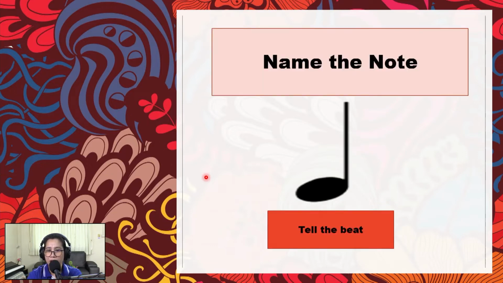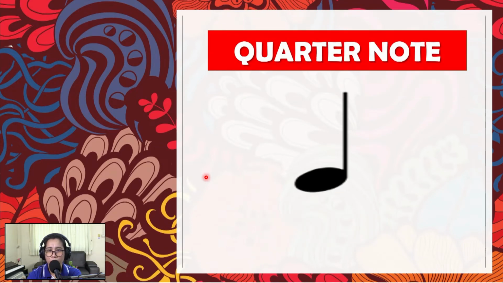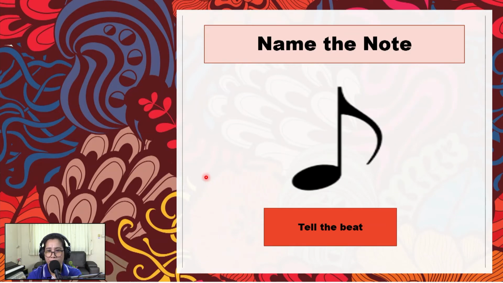Name this note and tell the beat. You answer it verbally. I'm giving you 5 seconds. 1, 2, 3, 4, 5. The answer is quarter note. Quarter note, and it has 1 beat. Quarter note, 1 beat.